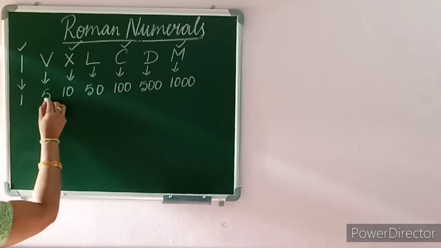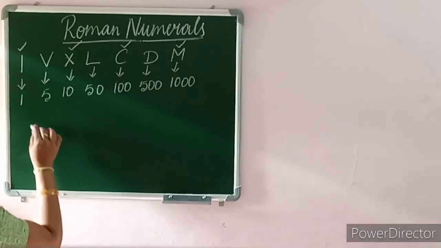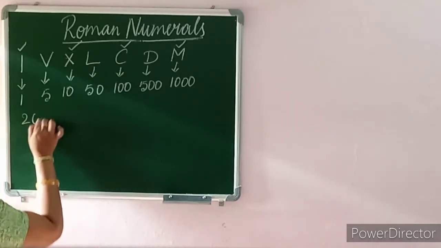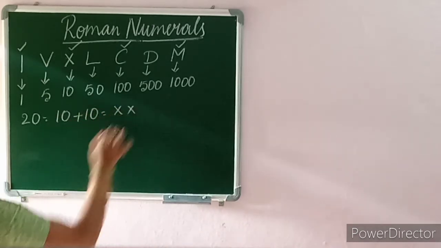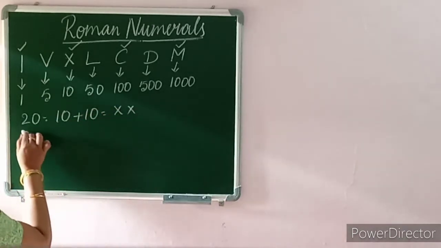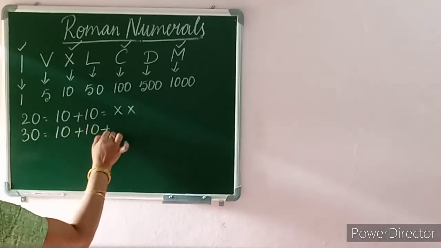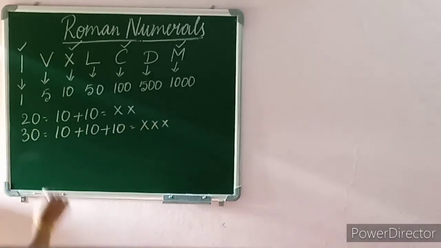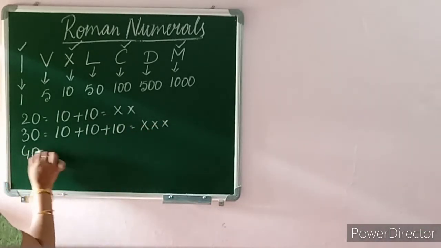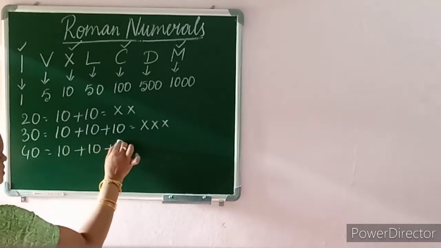We got to know that X means 10. Suppose in the question 20 is there, how are you going to write 20? So 20 can be written as 10 plus 10, which is XX. Isn't it so simple? Suppose it is 30, 10 plus 10 plus 10, which is XXX. Right? So interesting. Suppose it is 40, should I write 10 plus 10 plus 10 plus 10?